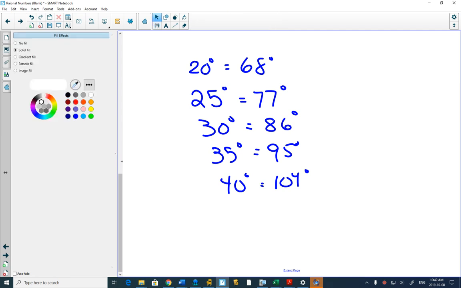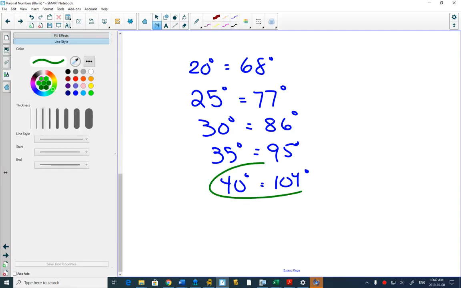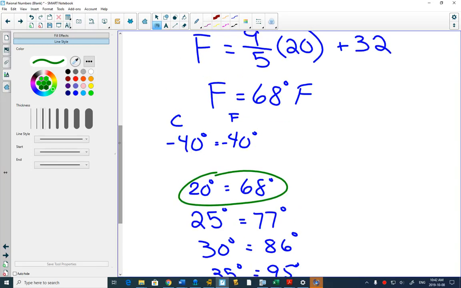So if you remember a couple of them, I don't know why, but this one is easy for me to remember because they both have 4s in it. 104 is 40 degrees. This one's easy for me to remember because that's about your room temperature, 68 and 20. Doing the math, it's really easy.